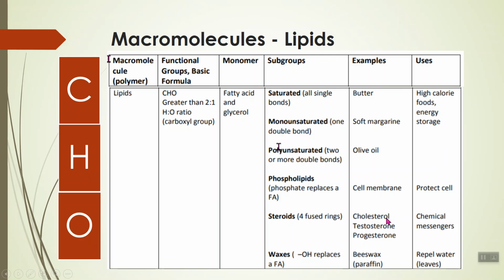Steroid examples you can see are cholesterol, testosterone, and progesterone. These are hormones, which are chemical messengers, and phospholipid is the cell membrane. It protects the cell.